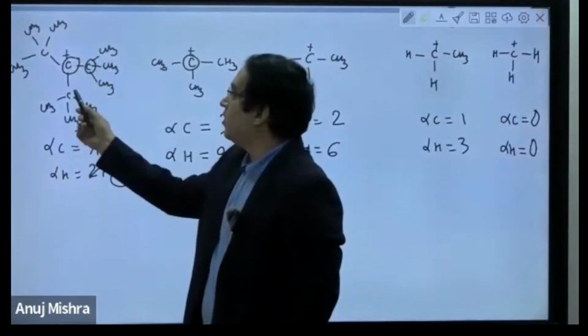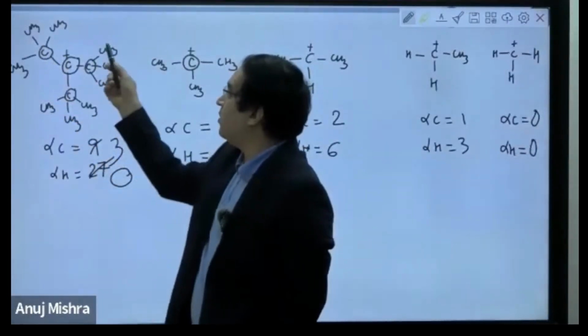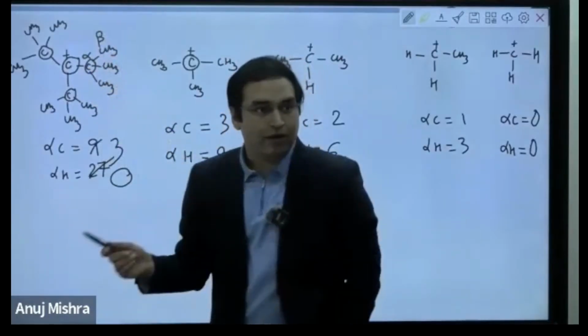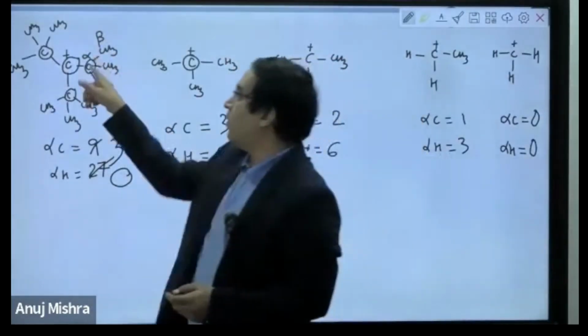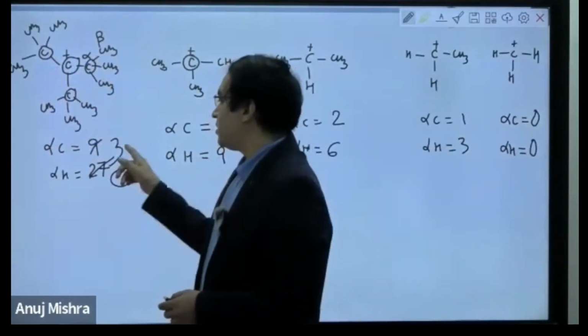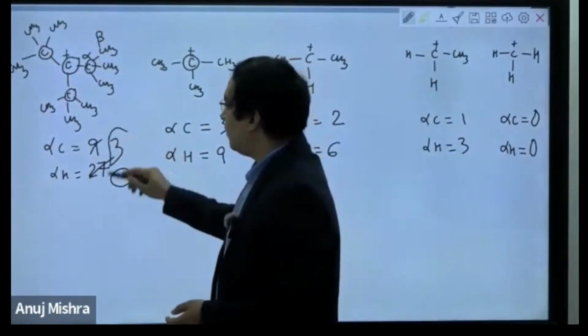With respect to this plus charge, we have 1, 2, and 3 carbon. Don't count this carbon. This is beta carbon. This is alpha, now beta is gone. Is it clear? And there is no hydrogen because I have replaced all the hydrogen by CH3. So this is correct. 3 and 0 is correct. I hope this question is fine.